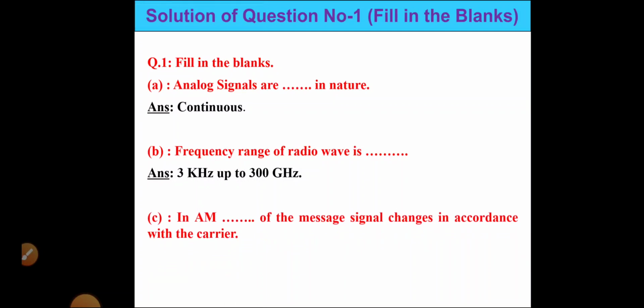In AM, dash of the message signal changes in accordance with the carrier signal. So in amplitude modulation, the amplitude of the carrier changes in accordance with the message signal.